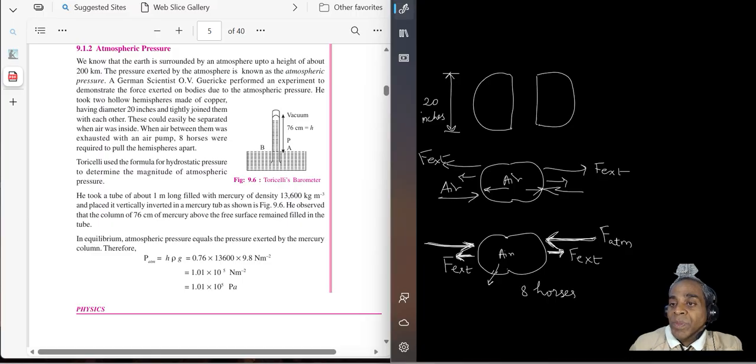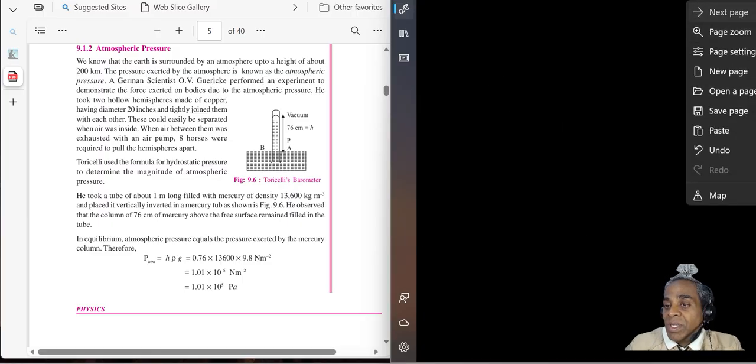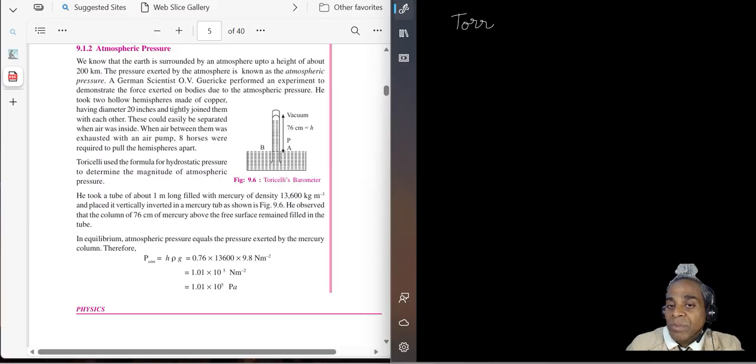Now, there was another scientist by the name of Torricelli, whose name we mentioned a short while back as one of the units of atmospheric pressure, right? So this Italian scientist tried to find a formula and a measurable value for the atmospheric pressure.